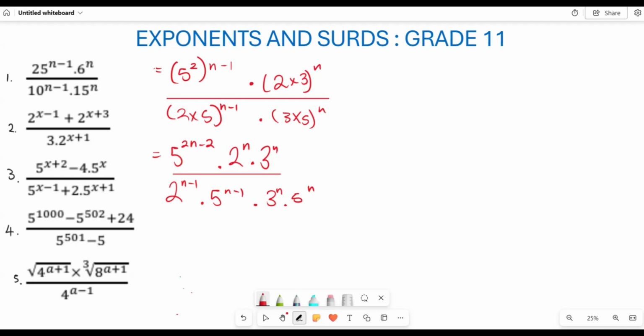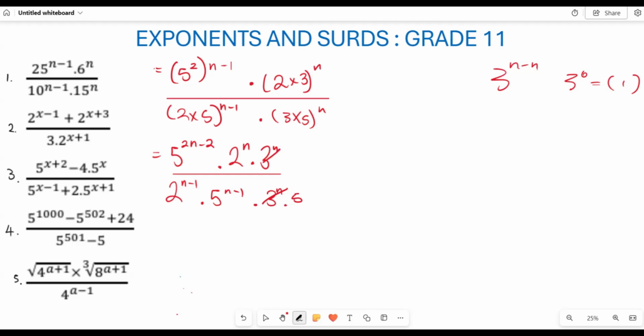Now what is it that you're going to do from here? We are going to collect like terms. Now 3 to the power of n and 3 to the power of n will cancel each other. Not necessarily cancel the 3, but this is the same as 3 to the power of n subtract n, which is 3 to the power of 0. And what is 3 to the power of 0? This gives you 1. So that's why we are saying these are going to fall off.